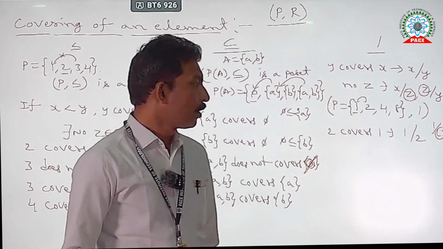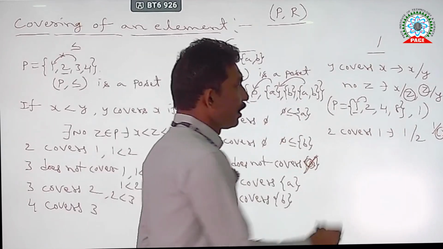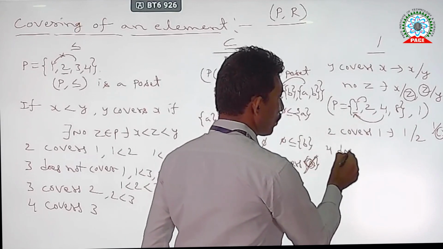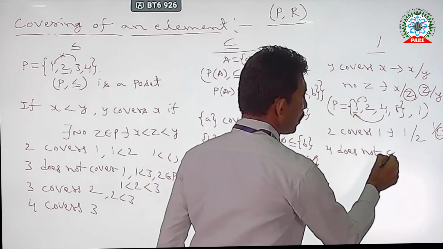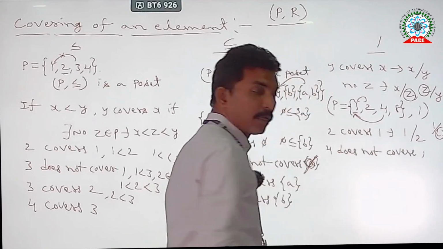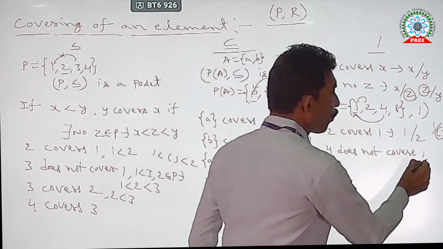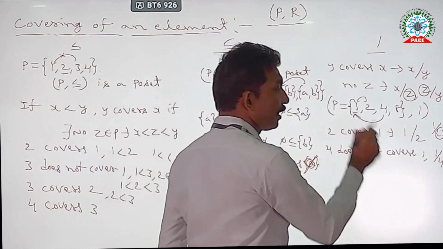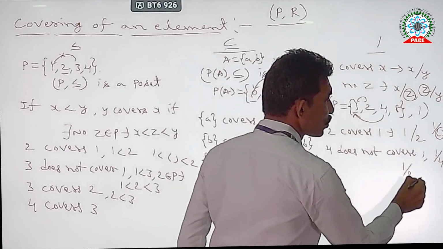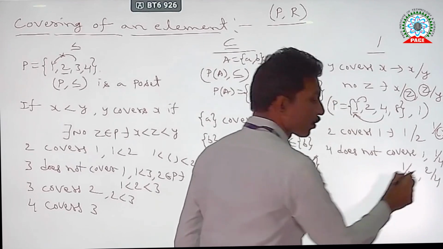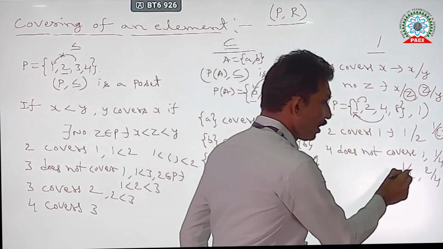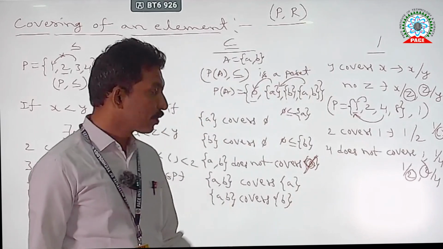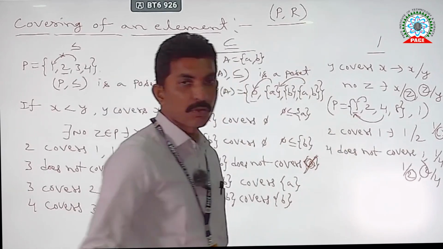Next, 4 does not cover 1, because 1 divides 4, okay, but there is an element 2: 1 divides 2 and 2 divides 4. So there is an element 2, 1 divides 2 and 2 divides 4. So 4 does not cover 1. Similarly, 8 does not cover 1.